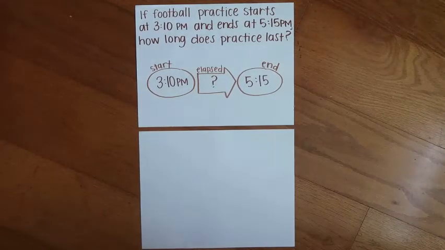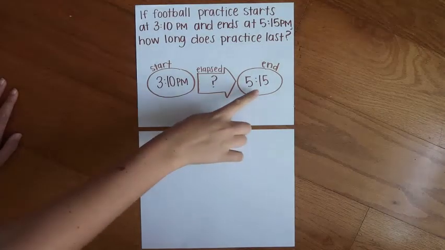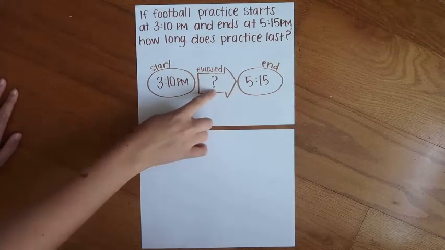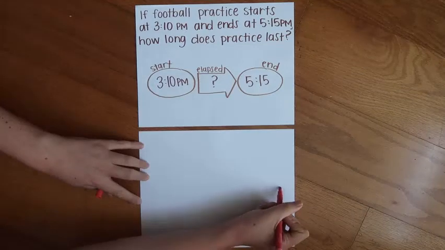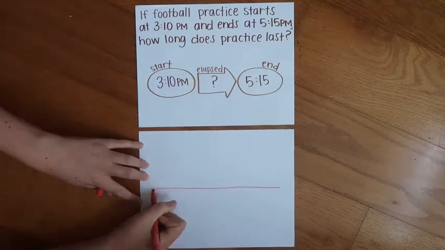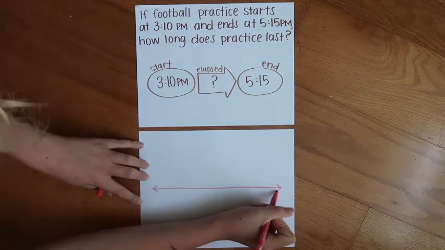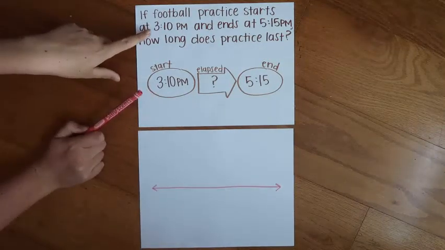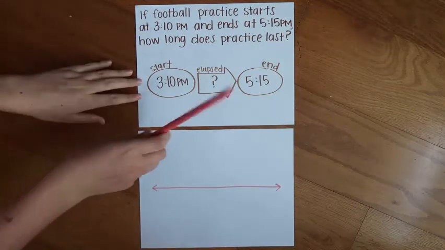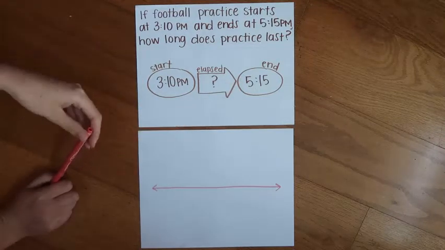All right, now I'm going to try one where instead of the end time being unknown, the elapsed time is unknown. I'm going to use that same setup as before, where I just start with the basic line. I can put those arrows right at the ends, and I just leave it open. It says if football practice starts at 3:10 p.m. and ends at 5:15 p.m., how long does practice last?